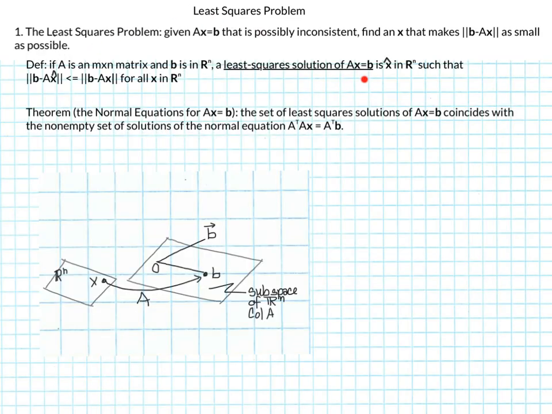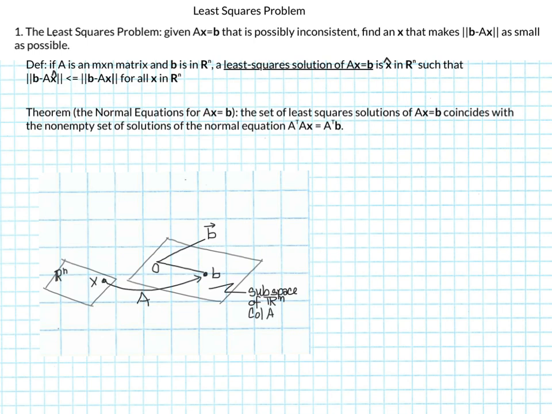I have copied these 3 main points from our overview slide. First, the introduction to the least squares problem: we're given this matrix equation Ax equals b that's possibly inconsistent, and we want to find an x that comes as close as possible to solving this equation. From that, we defined the least squares solution as this x hat such that the magnitude of b, the actual vector we're trying to reach, minus A x hat is minimized. It's the smallest, so there's no other x in R^n that could have a smaller value. So that x hat would be our solution.